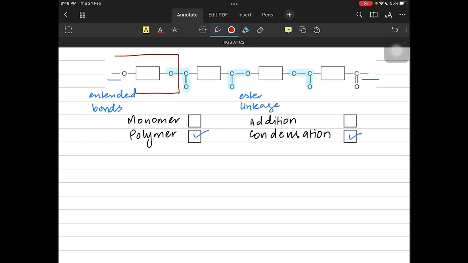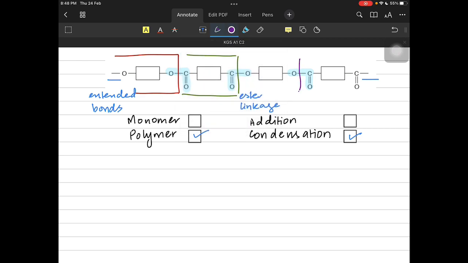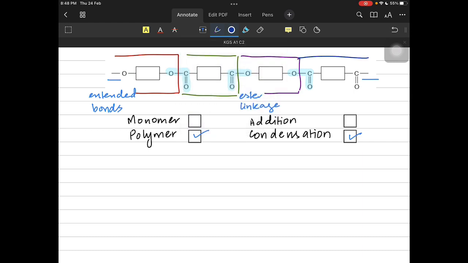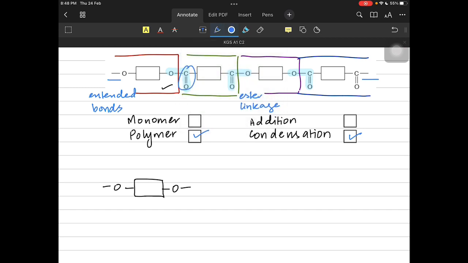In order to make the monomer, I'm gonna break the ester linkage. So I'm gonna split the carbon from the oxygen. Everywhere I see the ester linkage, I'm gonna break it, so that I can see what the monomer looks like. You can notice, starting from the left side, there's an oxygen on the monomer, there's a straight blank box, and there's another oxygen. For the other monomer, which is in the green box, you can see there's a carbon double bonded oxygen, there is another box, and there's another carbon double bonded oxygen on the right side.